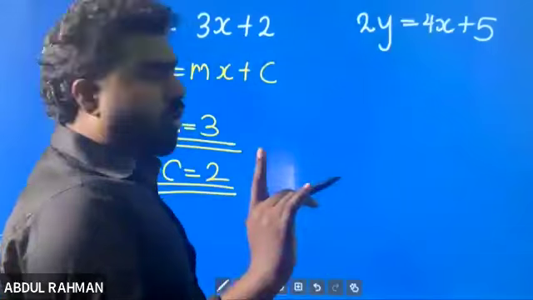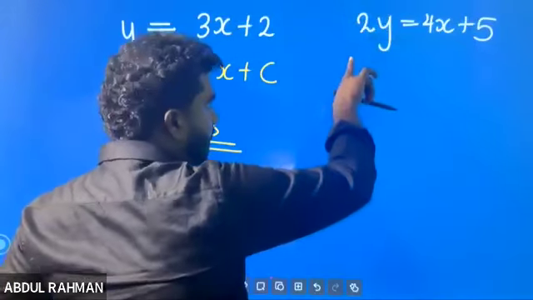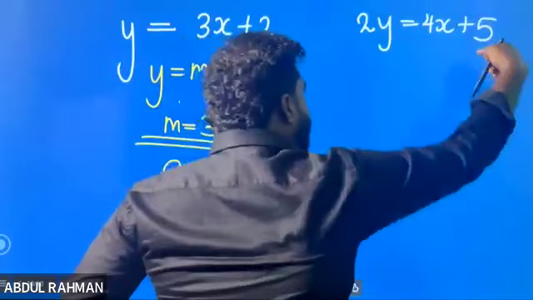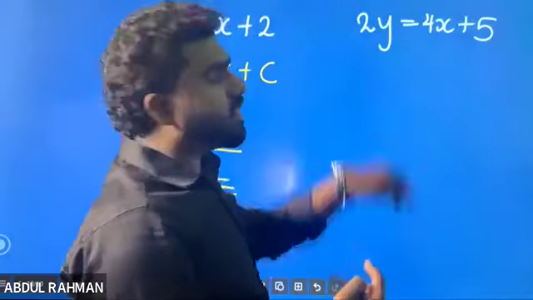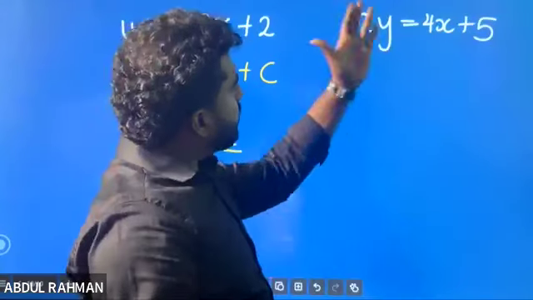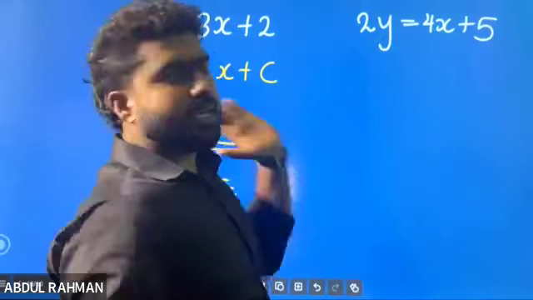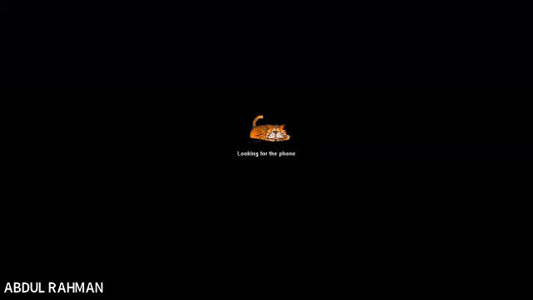Now what did I say? Only if the coefficient of y is 1, I can take the gradient and I can take the intercept. I'm now in the process of making this 1. What I'm doing is dividing this term by 2, this term by 2, and this term by 2. Everything out there, all the terms by 2.